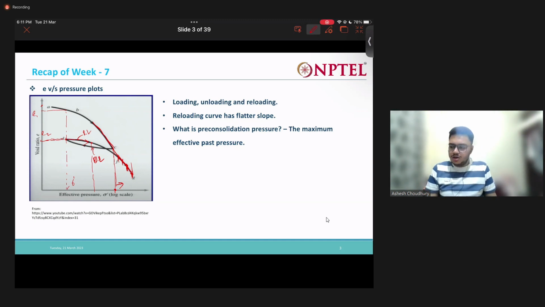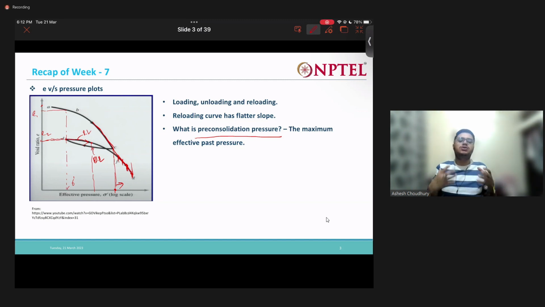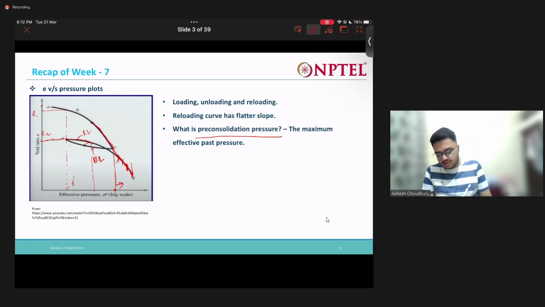Now what is my pre-consolidation pressure? The pre-consolidation pressure is nothing but the maximum effective past pressure, meaning the maximum amount of pressure that a soil has actually encountered in the past. So when we are here, our pre-consolidation pressure was this, because in the past this much pressure the soil has already encountered. So this was our pre-consolidation pressure.